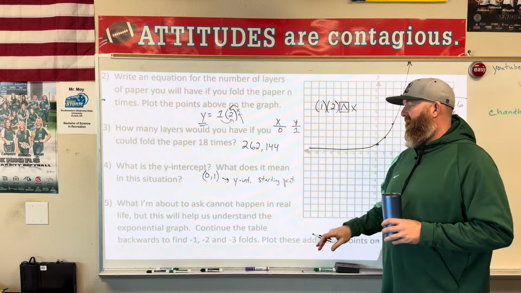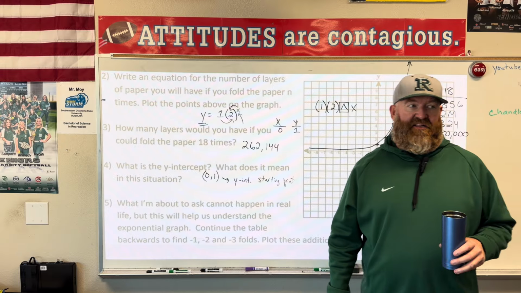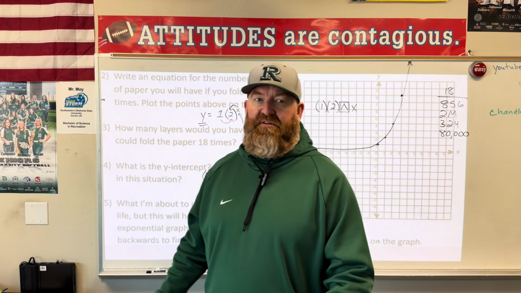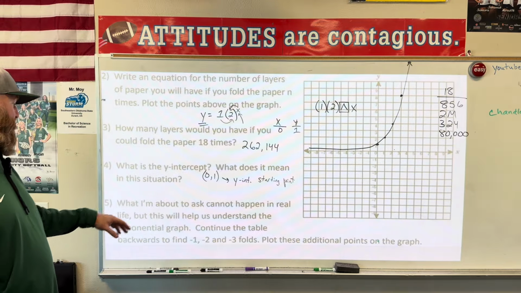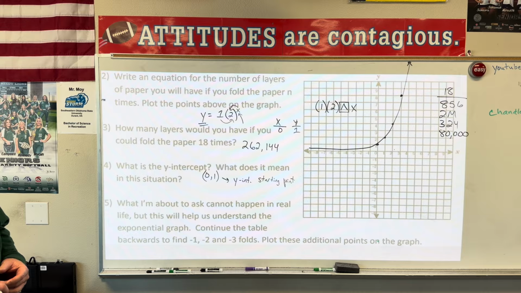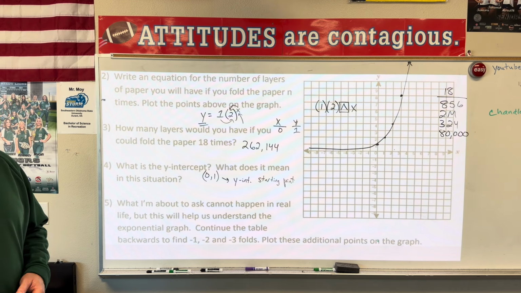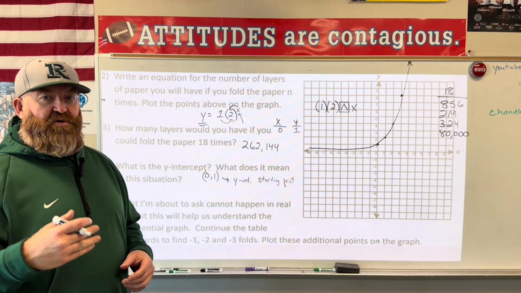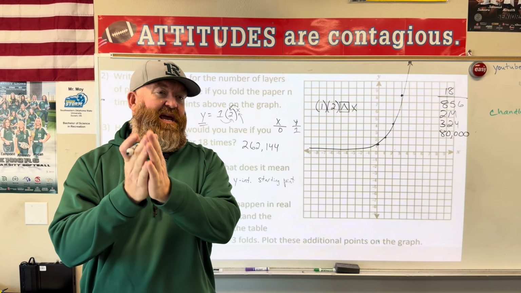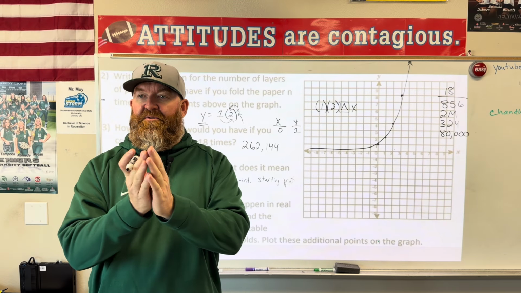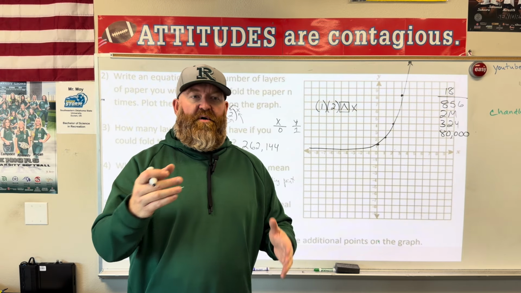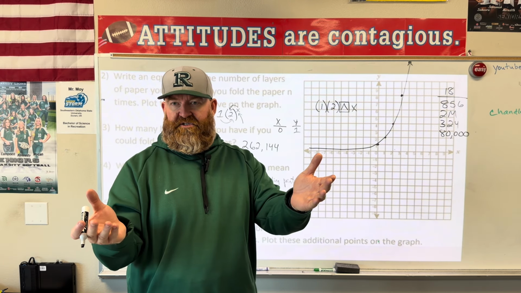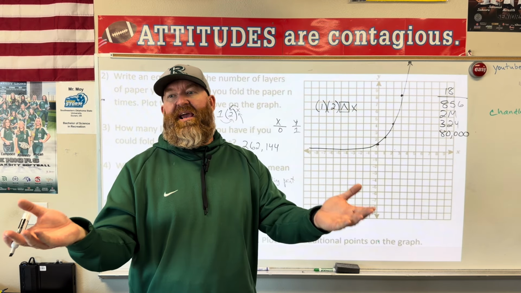Okay? Now, what I'm about to ask you, you need to pay attention to this because this is important. What I'm about to ask cannot happen, okay? This is not in real life, but there is a point to this. Continue the table backwards, okay? On your table. So in other words, let's say we get past 0. We're going the opposite direction. Now, you can't do this. I just told you to take your paper and fold it 1 time and then twice and then 3, all the way up to 7 times, yes? But what if we started with 0 and then we went backwards? Okay, which you can't do.